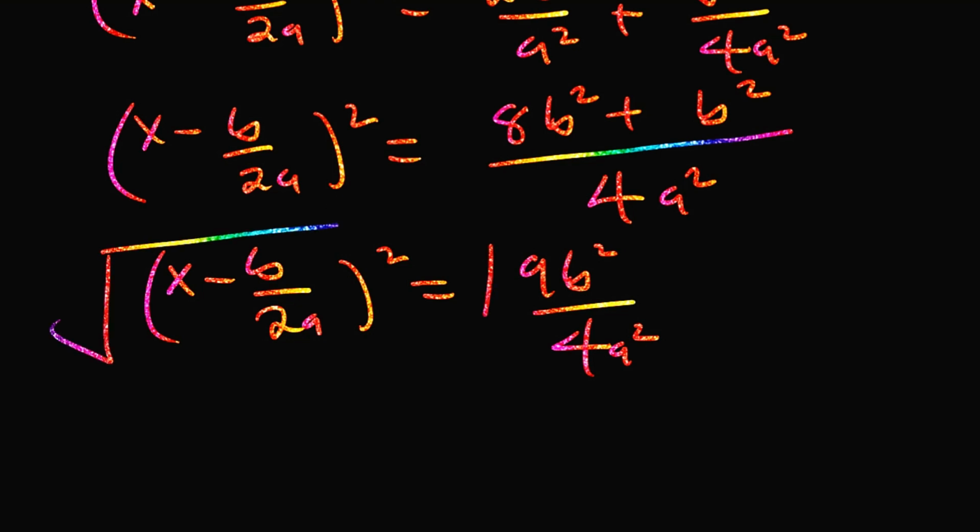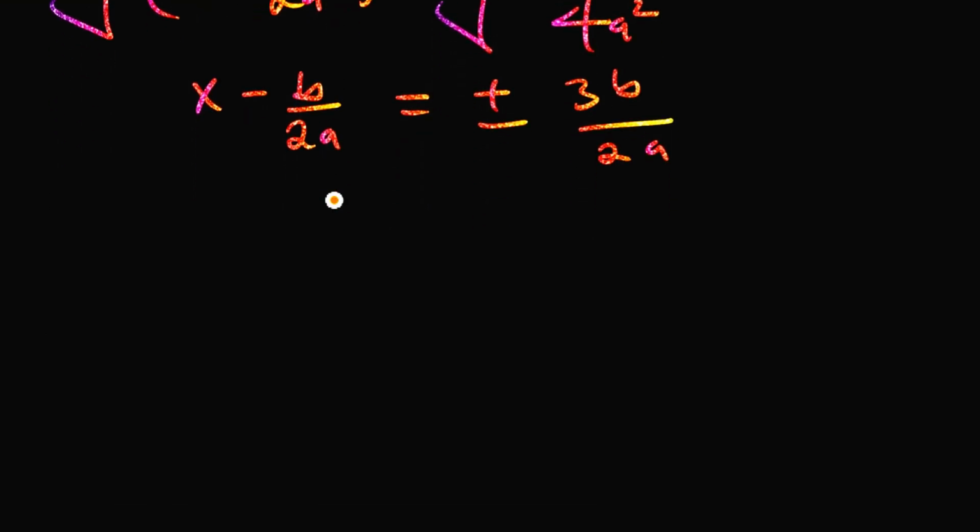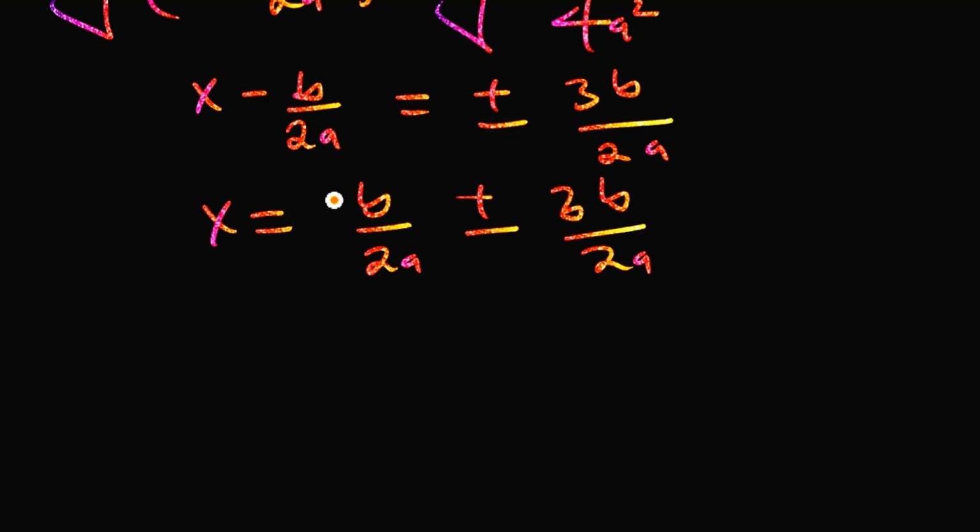So then we just take the square root of both sides of this equation. On the left we have x minus b over 2a, and on the right we have plus or minus. Root of 9 is 3, root of b squared is b, and root of 4 is 2, root of a squared is a. So this means that x is given by b over 2a plus or minus 3b over 2a. We can combine these to be b plus or minus 3b over 2a.